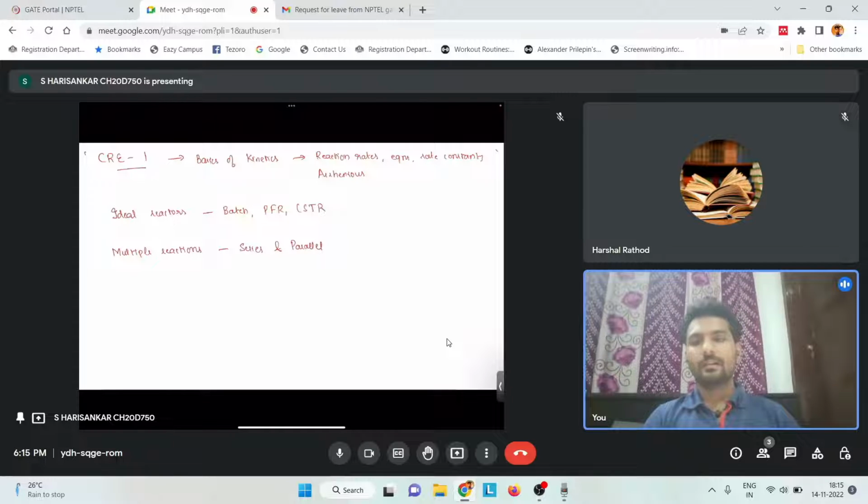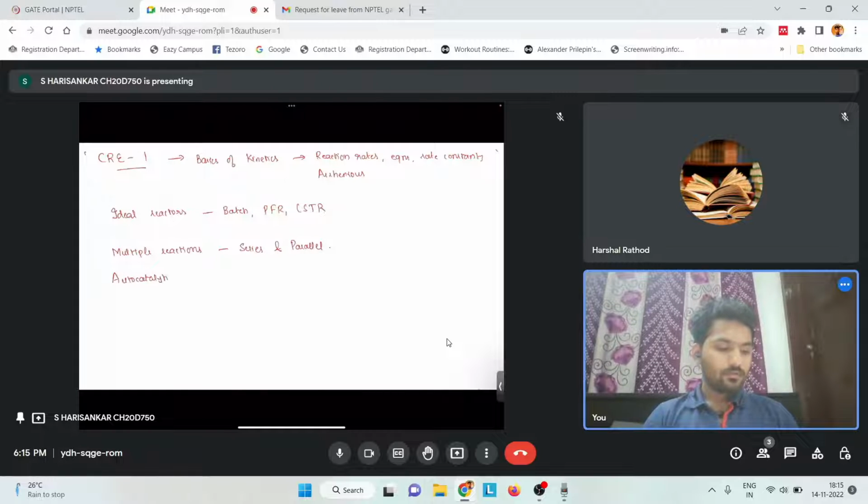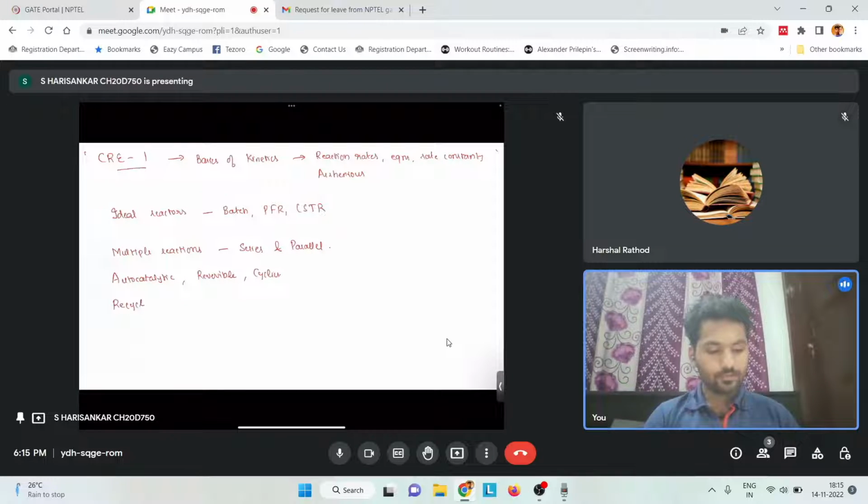Then some special kinds of reactions like autocatalytic reactions, then reversible reactions, cyclic reactions, and so on. And then I think we looked into recycle reactor. I think this is one of the latest topics we looked into. So recycle reactor, and this is pretty much most of the basic concepts when it comes to chemical reaction engineering one.